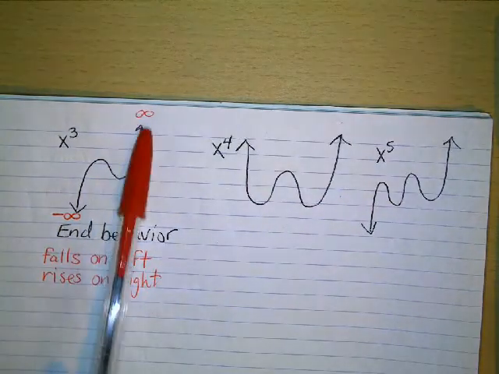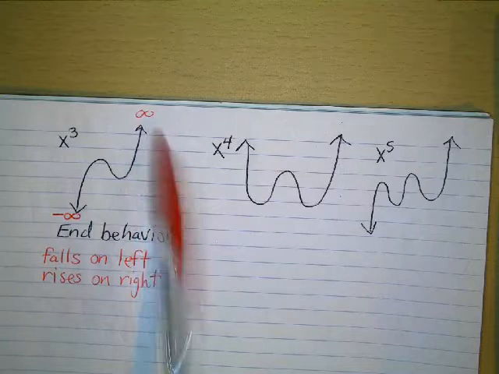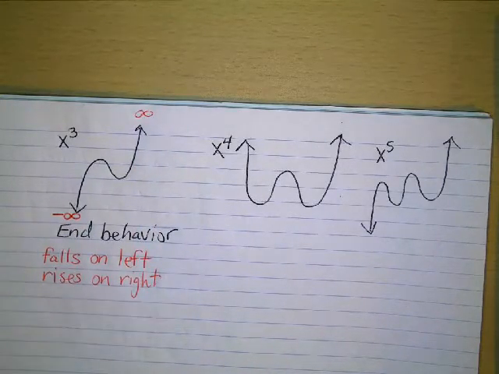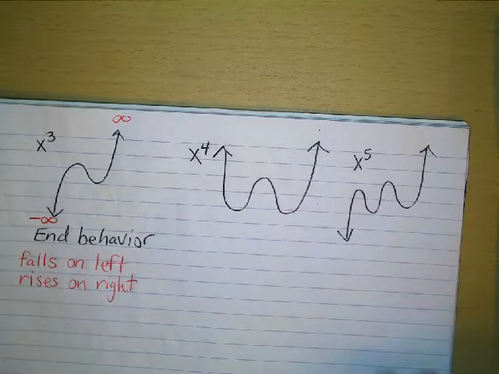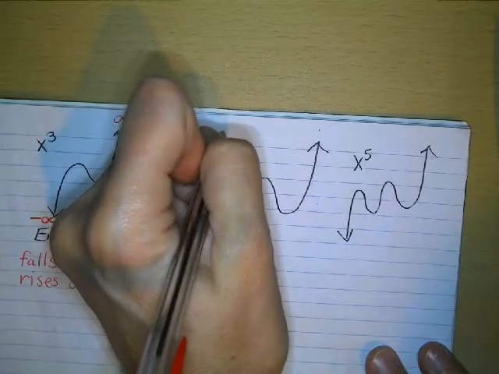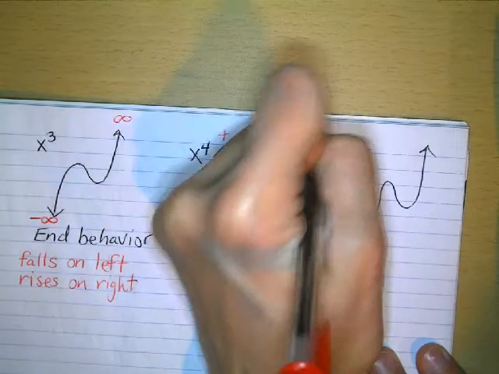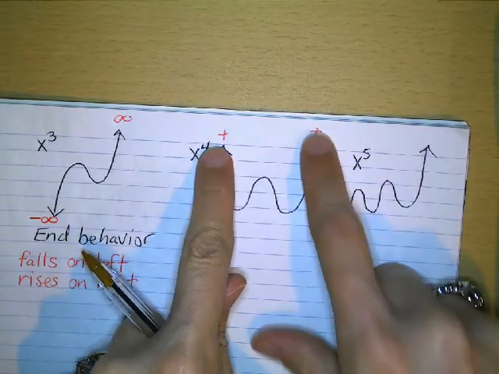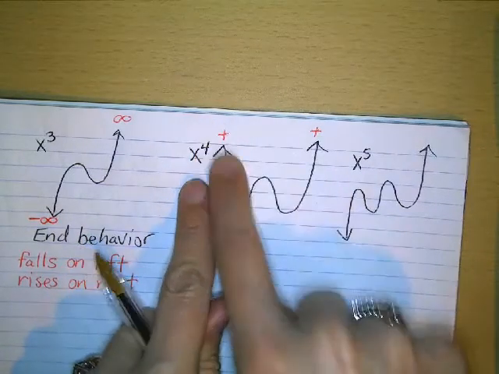I've even just said the right side goes to infinity and the left side goes down to negative infinity. That's what you're thinking about. X to the fourth, you can see that both sides of this one are pointing up. Like both arrows are going up. Like it's rising on the right side and rising on the left side.